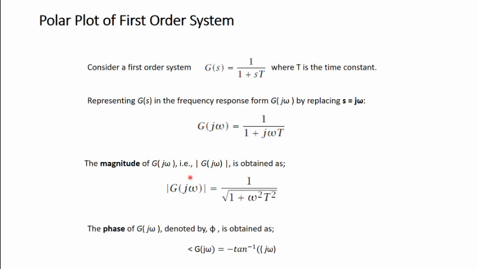The magnitude of G of j omega is obtained as 1 upon square root of 1 plus omega square T square, and the phase angle contributed by G of j omega is nothing but tan inverse of imaginary part by real part, that is tan inverse of omega T, with a negative sign.